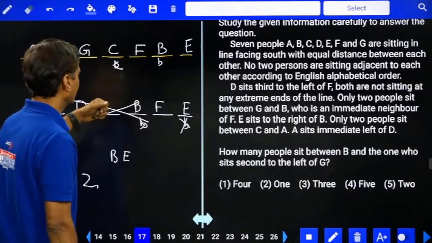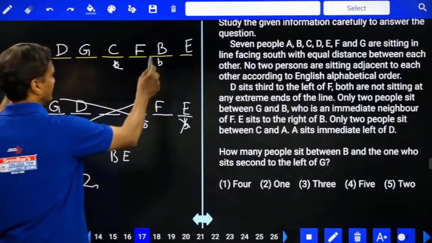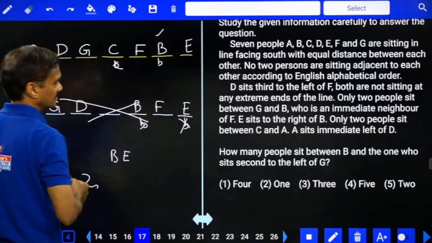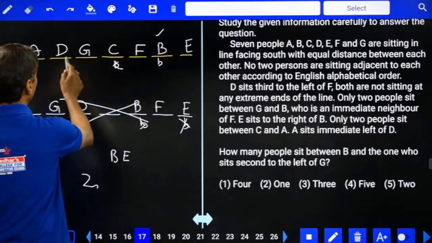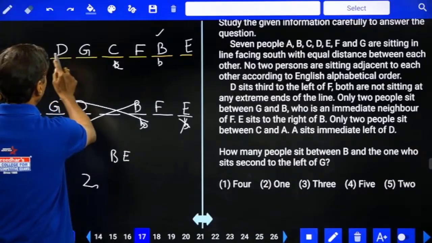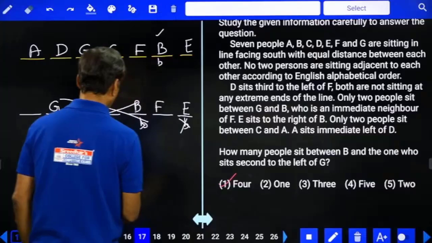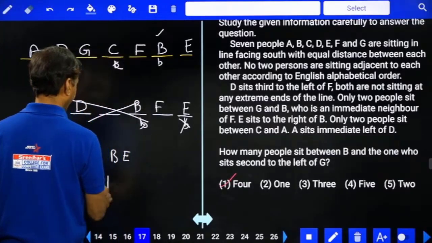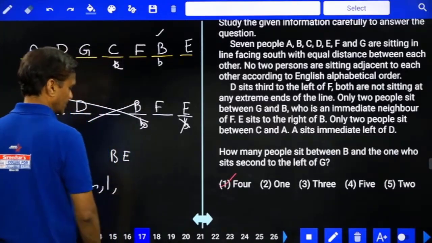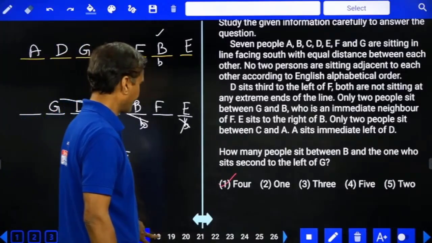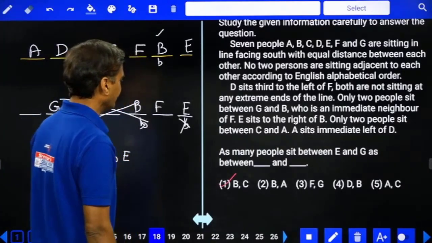Then what is your answer here? How many people sit between B and the one who sits second to the left of G? Second to the left of G, who is that one? A. Now between B and A, how many people? 4 people. Now 4, that is given in choice 1. Question number 17, choice 1. Then the 18th one.